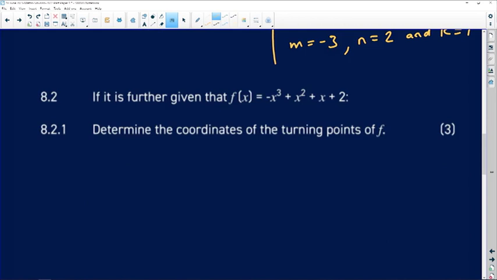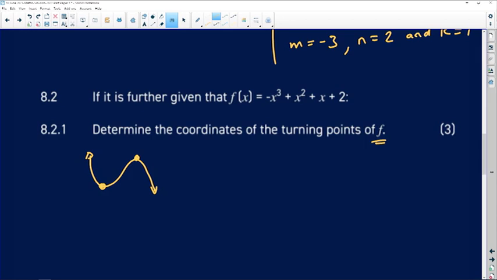8.2 says it is further given that f of x, the original graph now, is -x cubed plus x squared plus x plus 2. We want you to determine the coordinates of the turning points of f. We want to know the turning points of the original function. Now it's negative there, so the cubic is going to be the one with a negative a value, so I'm expecting it to look something like that. So they want us to find these points here where the graph is turning.